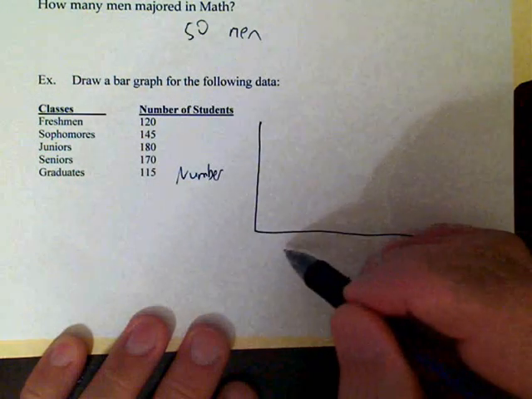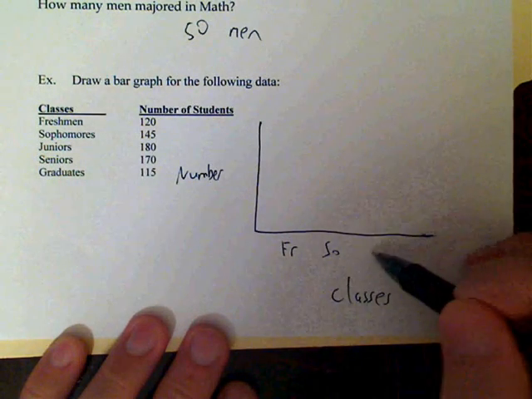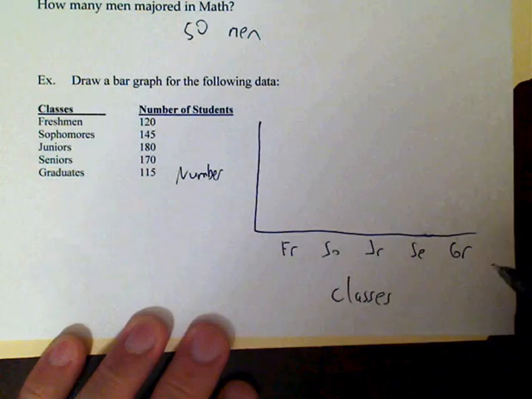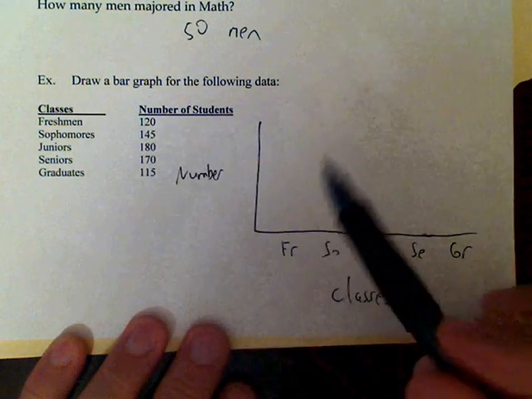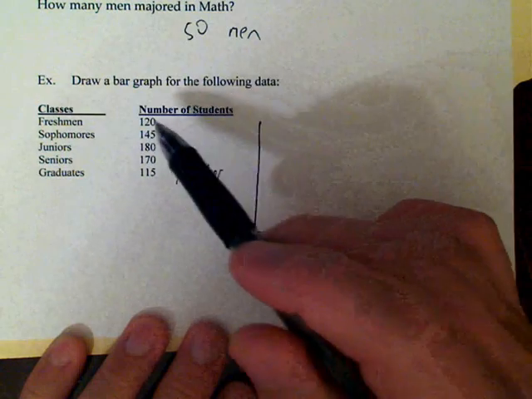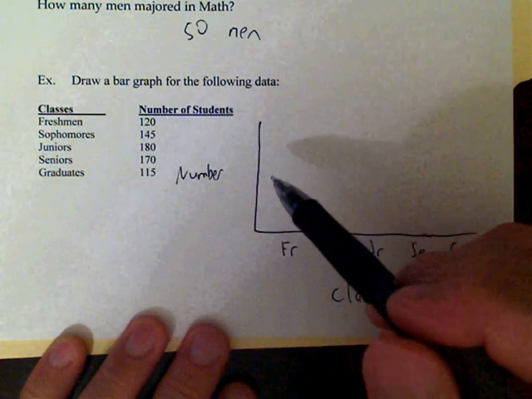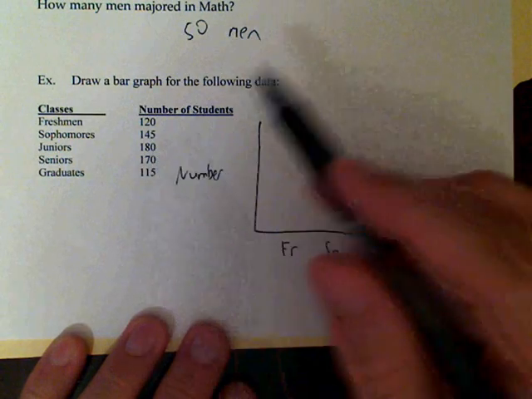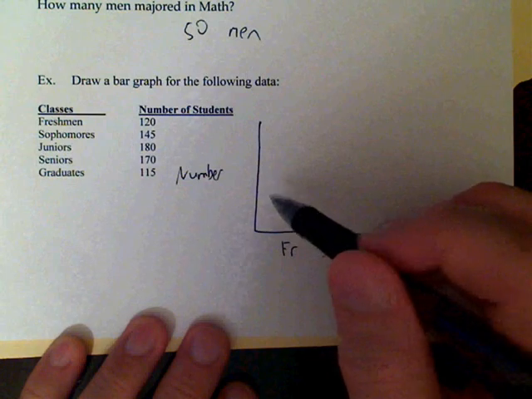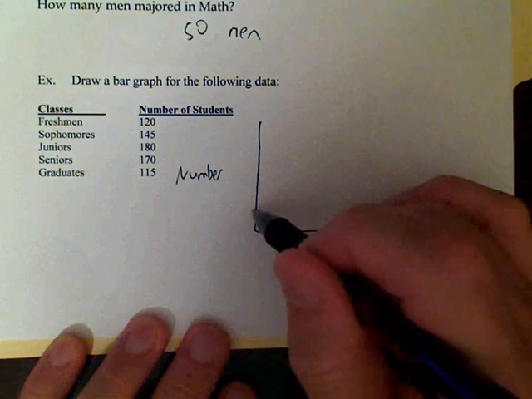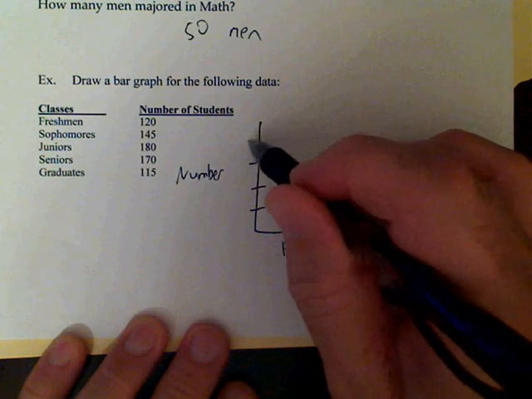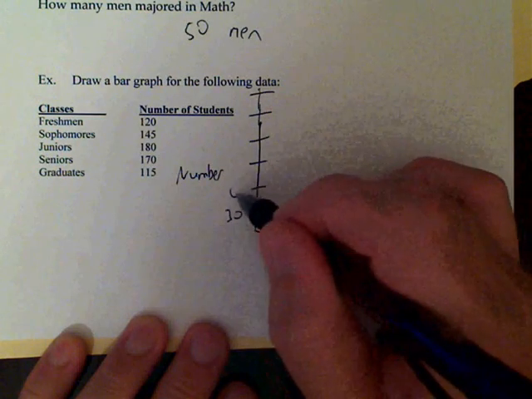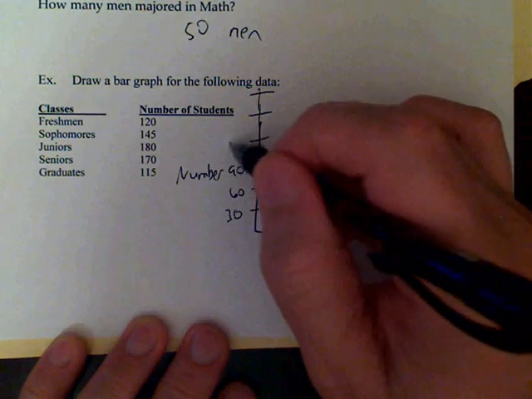Now I'm just going to use FR for freshmen, SL for sophomore, JR for juniors, SE for seniors, and GR for graduates. Now the highest one is 180. I don't have very much space here. I don't want to label it with just these numbers. I want to be consistent throughout. Otherwise, a graph could always be the same looking graph every time. So since the highest one is 180, I don't have much space, I'm just going to count by 30s. 30, 60, 90, 120, 150, 180. If I had graph paper, it'd be a lot more accurate, but I don't. So I'm just going to do a best case estimation.